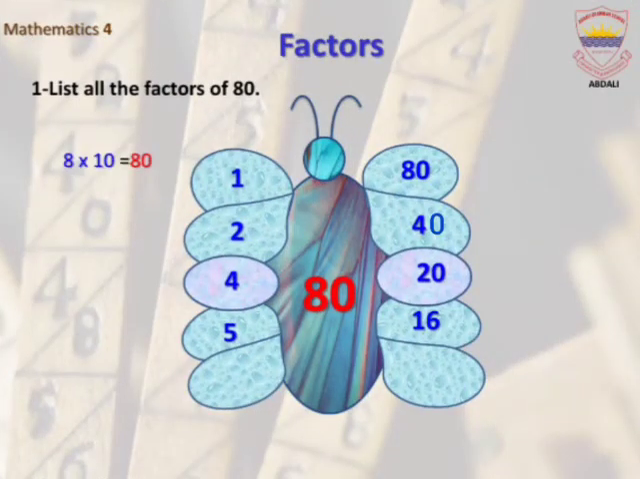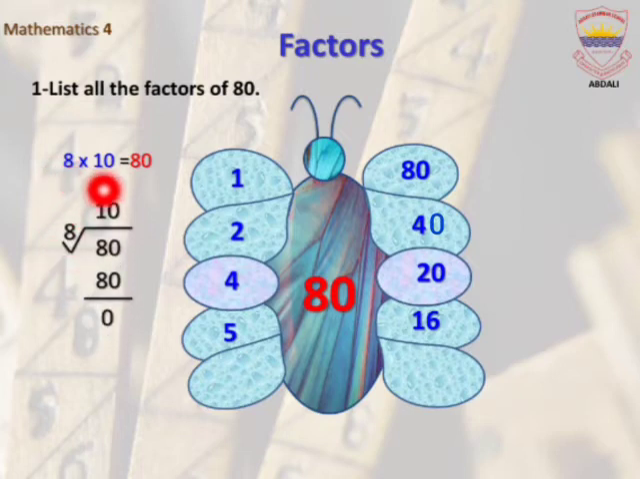Now students, here we find the last two factors of 80. 8 multiplied by 10 equals 80, and when we divide 80 by 8, we get 10. So 8 and 10 are factors of 80. The factors of 80 are 1, 2, 4, 5, 8, 10, 16, 20, 40, and 80.